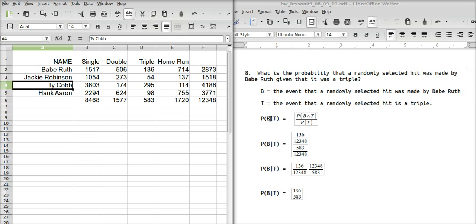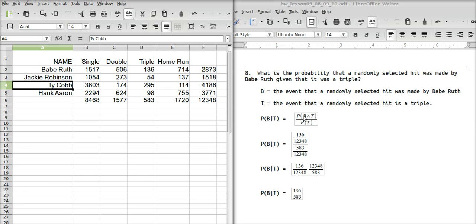So what we want is that conditional probability. What's the probability of B given T? And according to the formula for conditional probability, that would be the probability of B and T. The LibreOffice that I'm using changes the word "and" to the symbol for and. So that little caret, or whatever you want to call it, just think of that as standing for the word and. So it would be the probability of B and T divided by the probability of T. Now let's go and figure out what those things are.